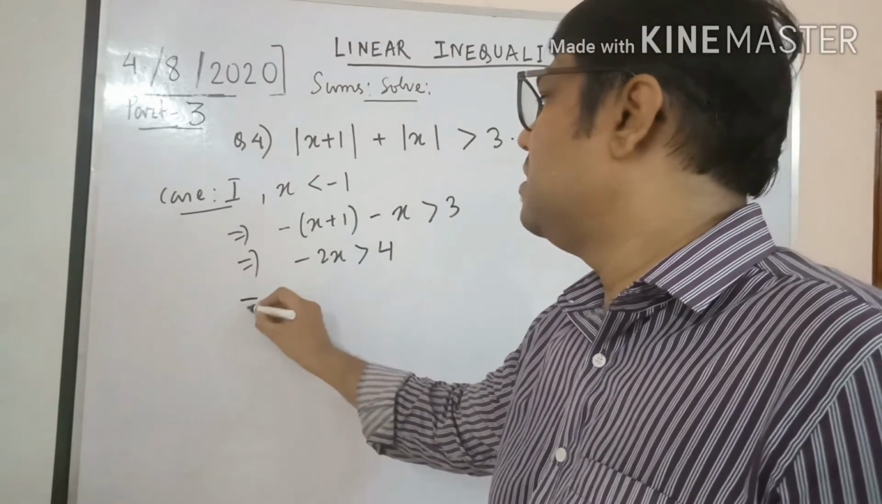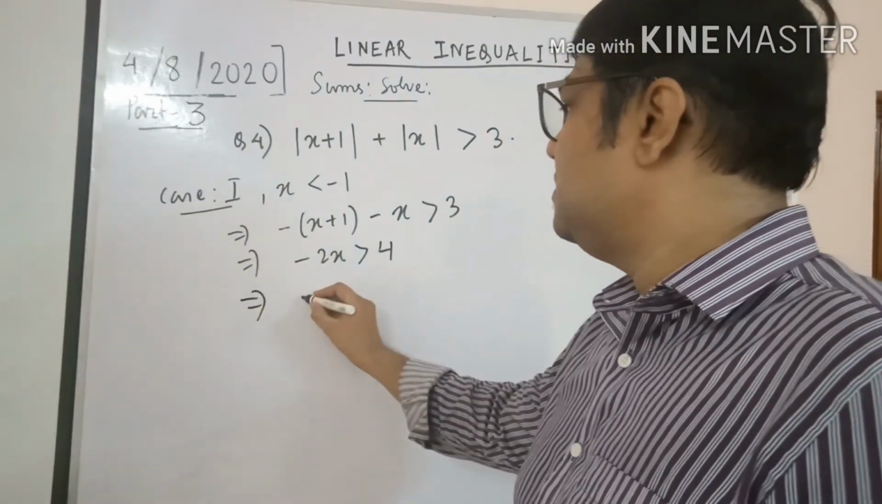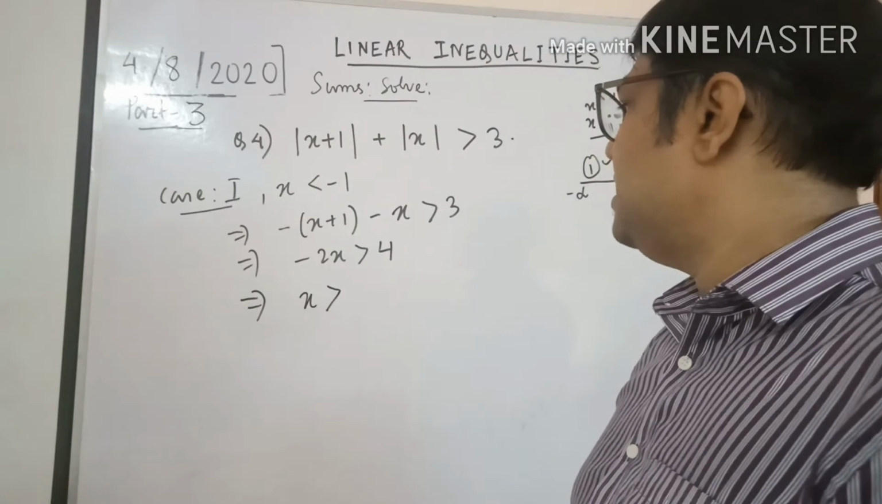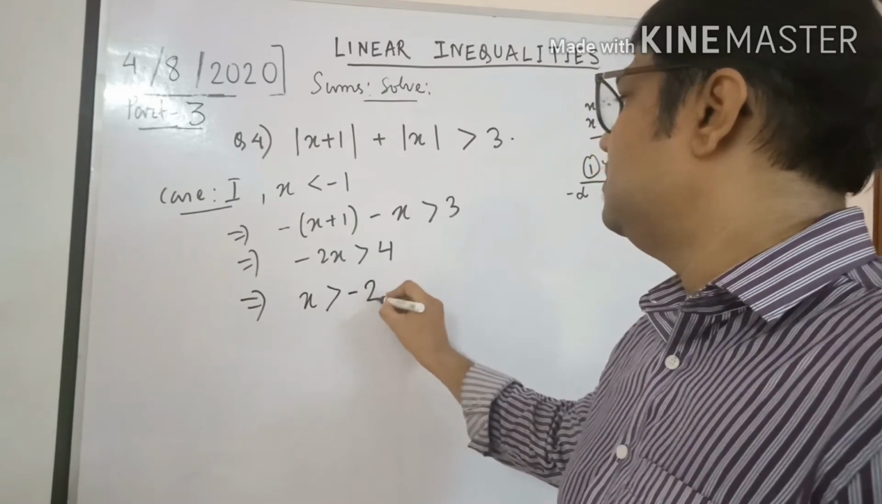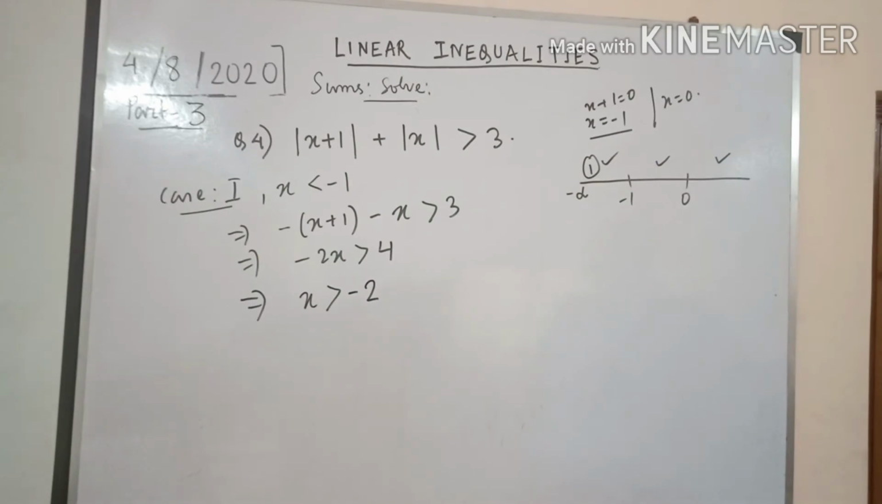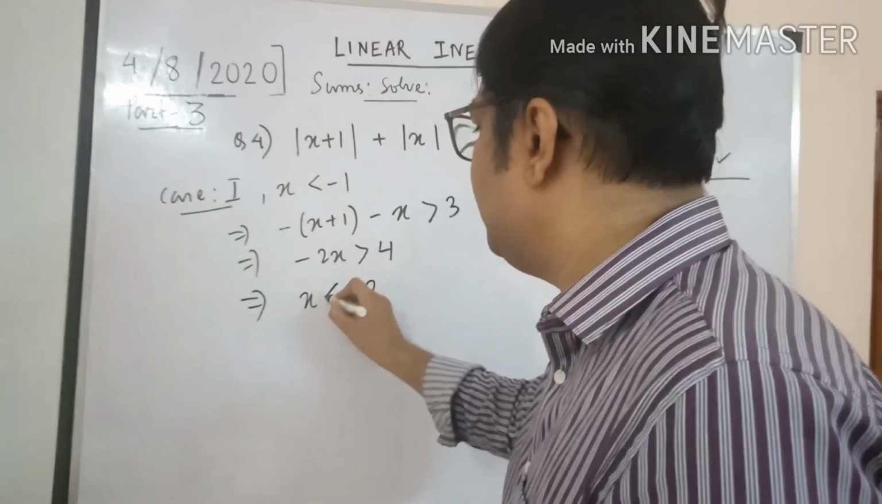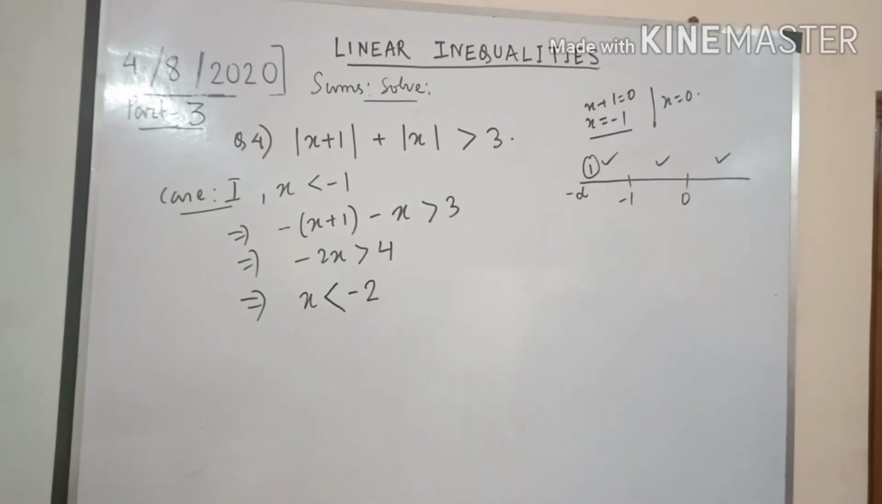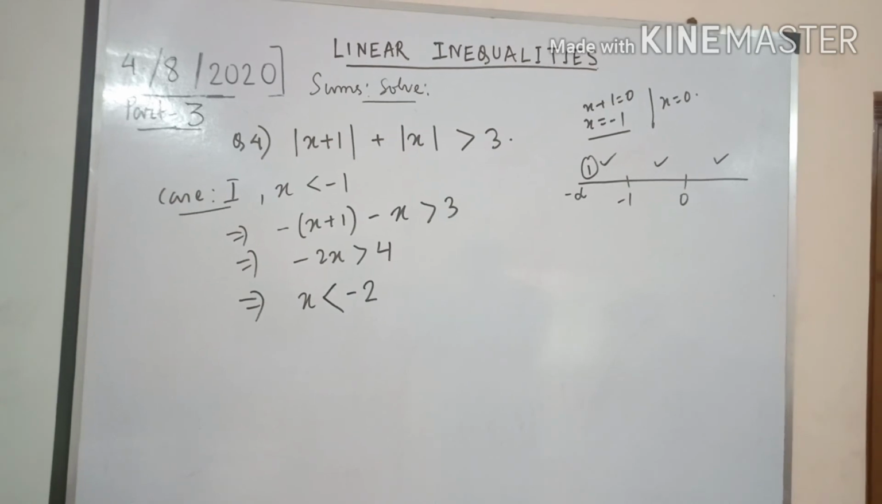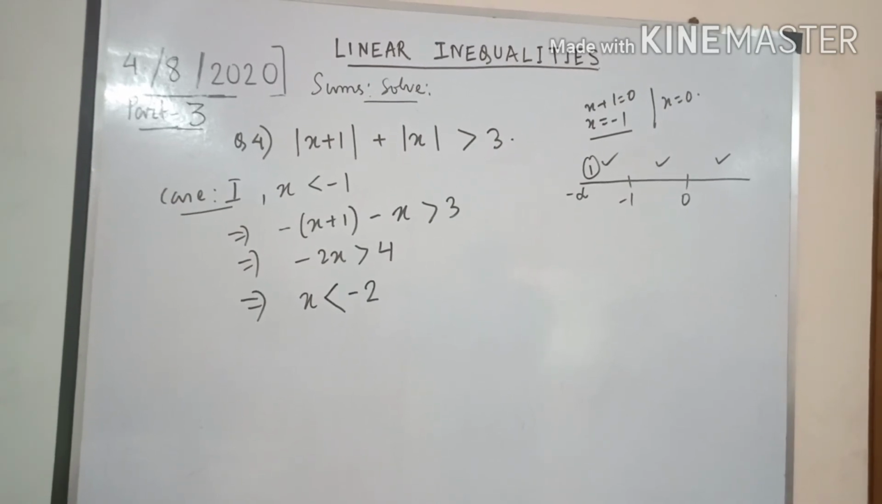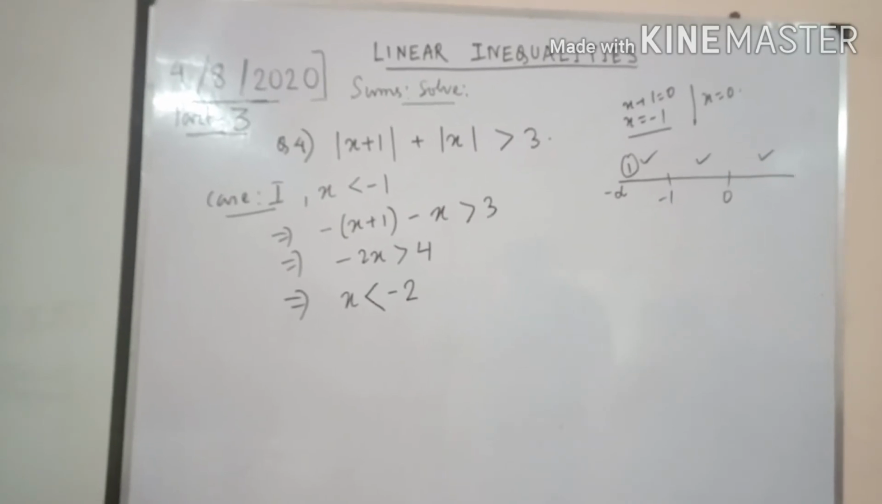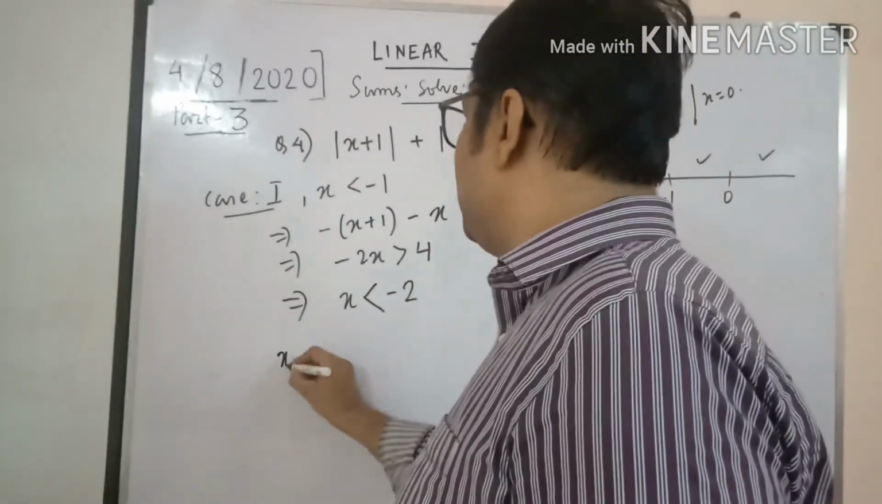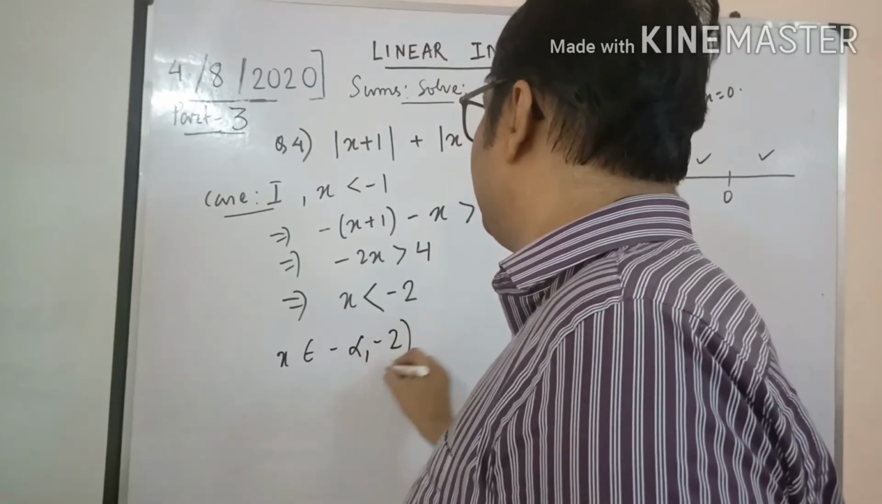So that becomes 4. Here, minus 2x greater than 4. If you divide by minus 2, the sign automatically reverses, so x becomes lesser than minus 2. So here we can write that x belongs to minus infinity to minus 2.